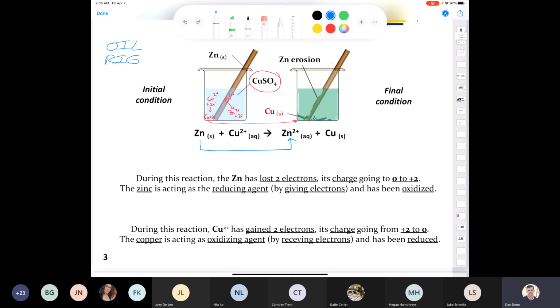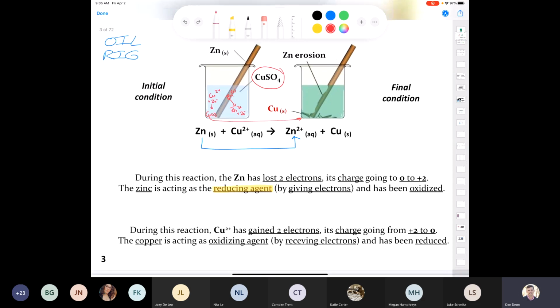We also call it a reducing agent. Why would I call it a reducing agent? Because it's affecting the reduction of the copper 2+ ions. Let me show you what I mean. Reduction is gaining electrons. That's what the acronym RIG stands for. And we see that the copper 2+ ions, how do I go from copper 2+ to copper with no charge? It must have to gain 2 negative, right?